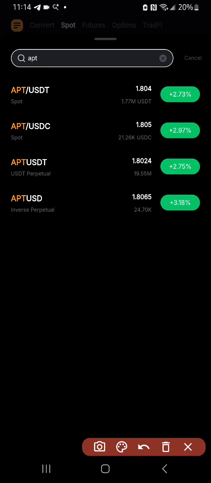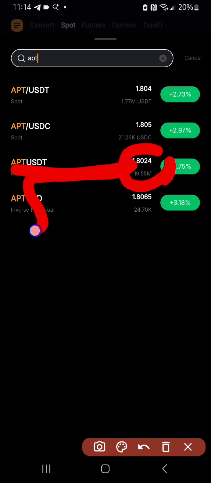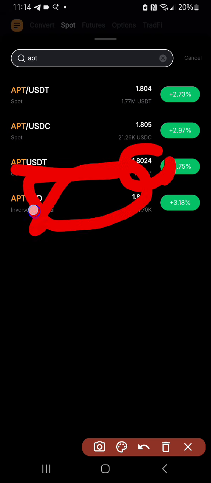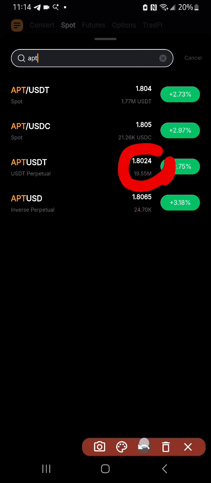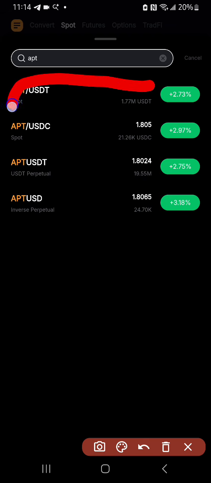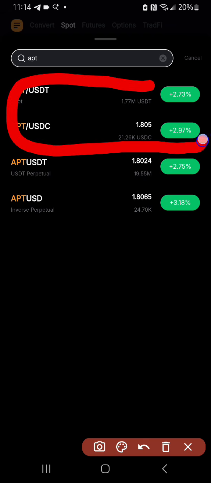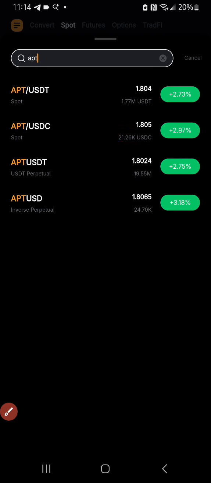So in a layman's understanding, we can probably buy it on here at 0.2. Okay, these two are not included because they are futures, perpetual futures. So we will be working off of these two alone. These two are what we are taking advantage of. So we will probably buy it on USDT and sell it on USDC.